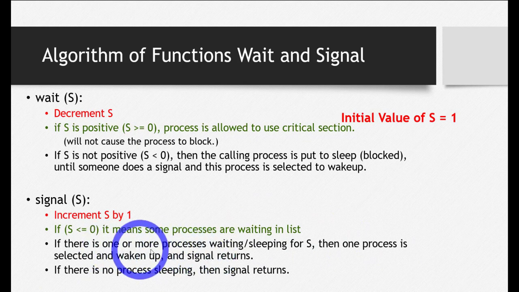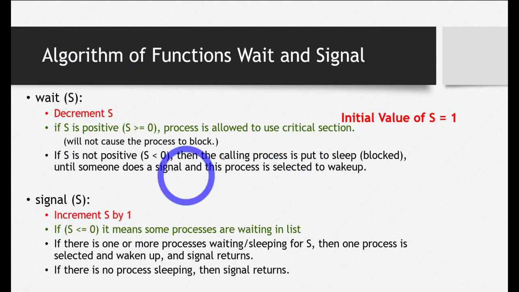And if there are no processes in the queue, that means this condition is not true. That means there are no processes which are waiting in the queue or sleeping. Then the signal returns. Now, after understanding it, you know that this signal function actually wakes up the process. So until someone calls a signal, this process which was blocked is not selected to wake up.